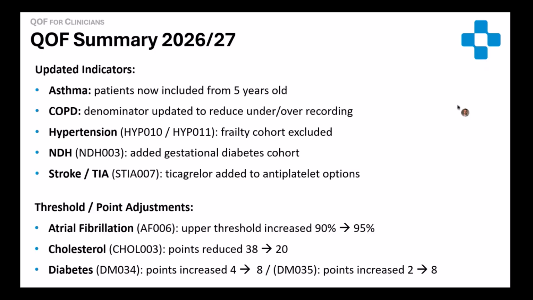For hypertension, patients in the frailty cohort are now excluded from hypertension number 10 and 11. There's also a change to non-diabetic hyperglycemia, with patients who have a history of gestational diabetes now being included. For stroke and TIA, you'll see that a new medication has been added as an option to your antiplatelet treatment indicators. And finally, you'll see that there's also been some updates and changes to thresholds and points. So for AF, your upper achievement threshold for AF06 has actually increased now to 95%. And there's been some changes to the points available for cholesterol and diabetes indicators.